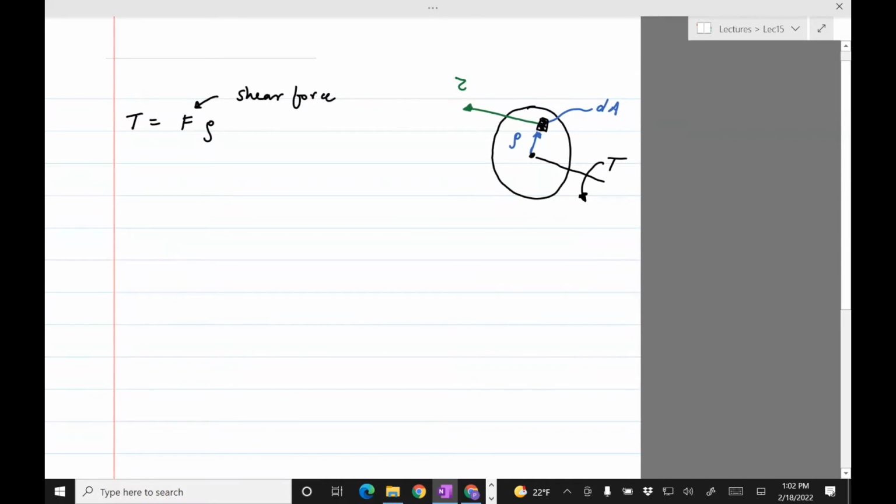But the shear force is nothing but torque times T, right? That's the definition of shear force. It's the shear stress times the area over which it acts. And since this is over an elemental area, I need to take the integral over the entire area.